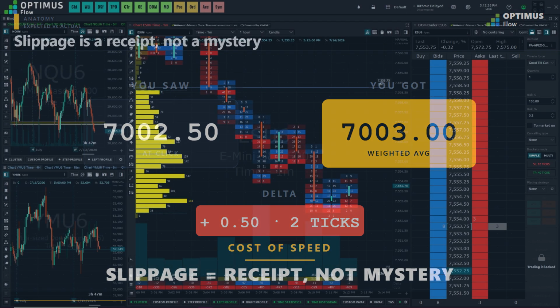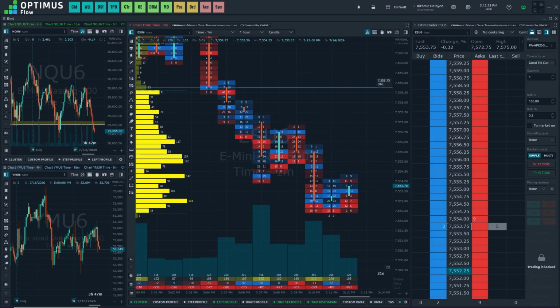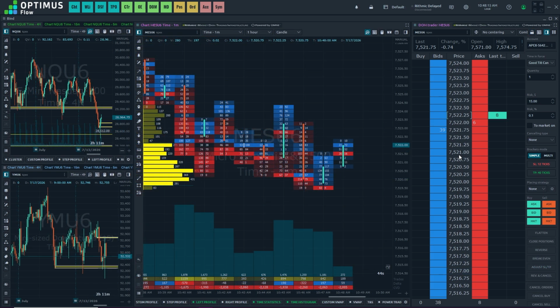It's basically invisible. But on an illiquid contract or off hours or during a news event, slippage can be several ticks or even points. So the situational awareness piece is knowing when you're in a spot where the market will punish market orders. Now I'll show you how it looks in the platform when you place a market order.